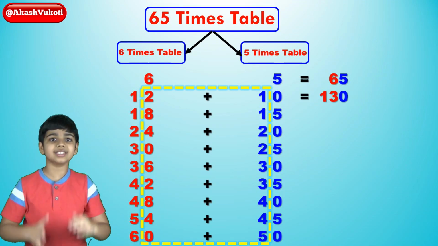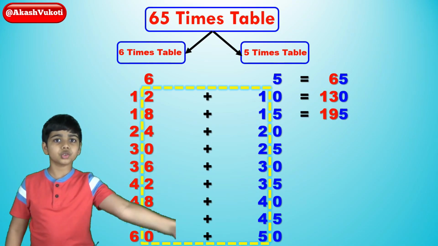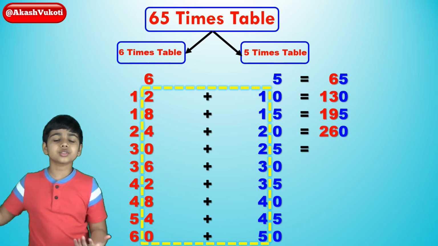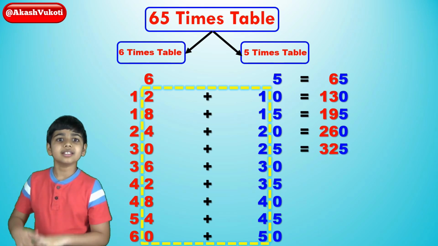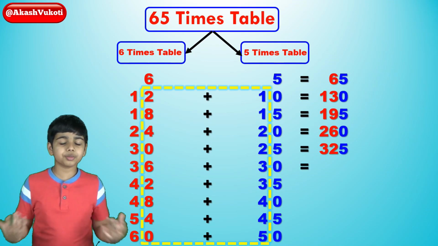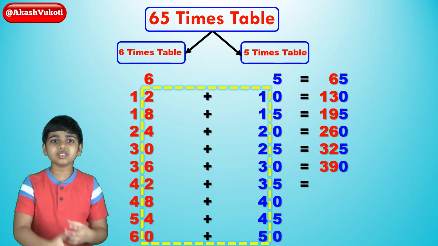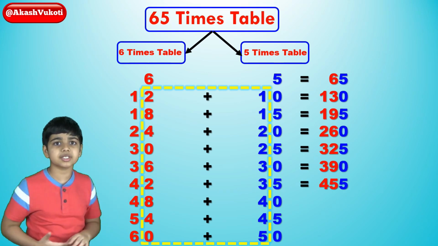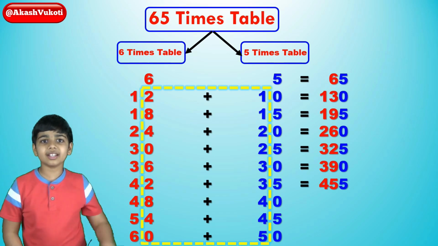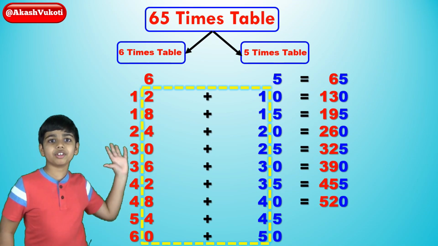Then 65 times 3 is 18, 15. 18 plus 1, 19. So it becomes 195. 65 times 4 is 24, 20. That becomes 260. 65 times 5 becomes 30, 25, 325. Then 65 times 6 becomes 36 and 30, which becomes 390. Then 65 times 7 becomes 42, 35, 455. Then 65 times 8 is 48 and 40, and now you have a 4 there to add to the 48. That gives a 52 and 520.